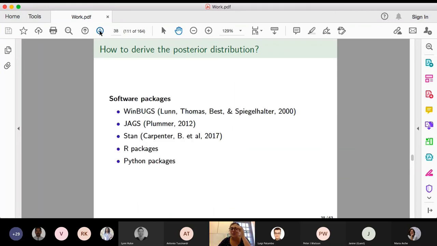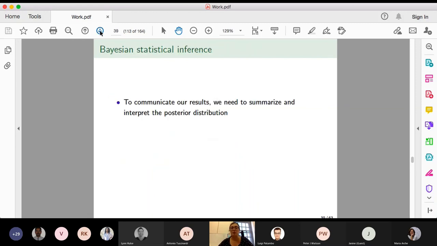And finally, you can use a lot of software that is now available. I just mentioned here some of them. WinBUGS, which has a very nice interface, where you just write the model and then WinBUGS does everything for you. JAGS requires this to be run from another program, like for example R. I don't know if you have heard about R. Stan is newer and incorporates more algorithms or MCMC methods compared with the others. And there are a lot of libraries and packages in R and Python that also perform Bayesian inference and compute this algorithm for you.